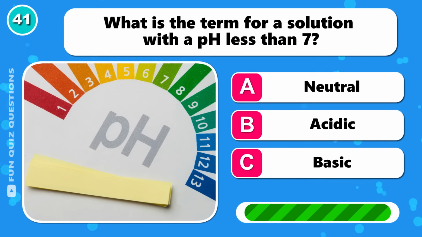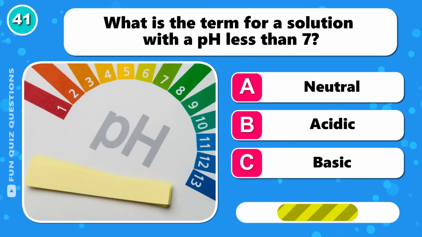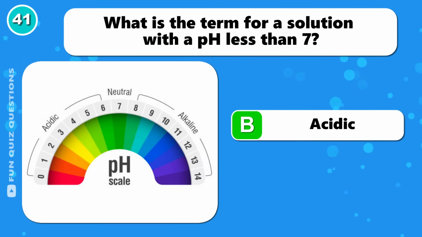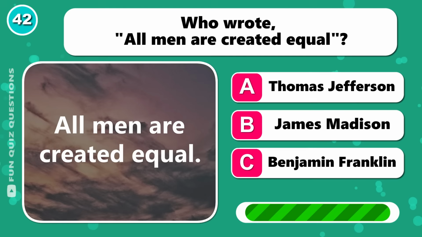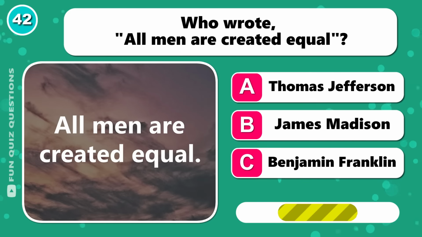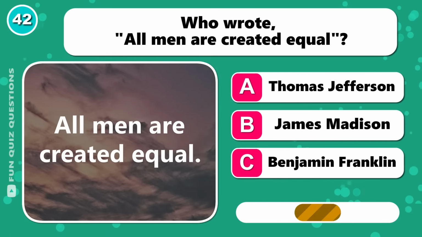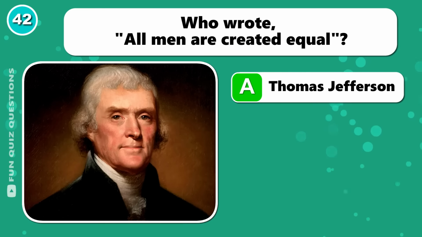What is the term for a solution with a pH less than 7? That's right, B, acidic. Who wrote "All men are created equal"? It's A, Thomas Jefferson.